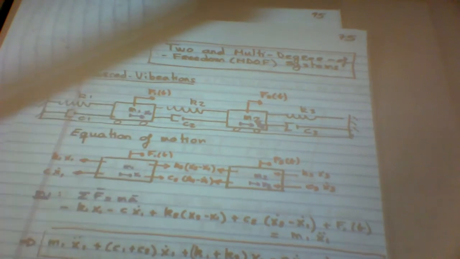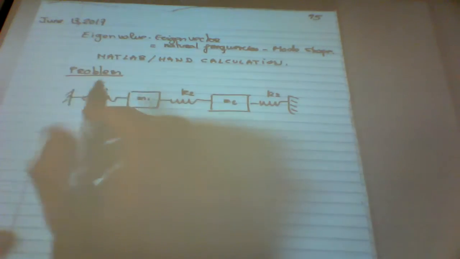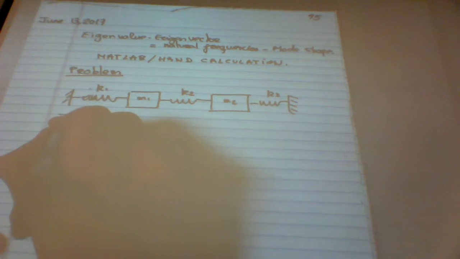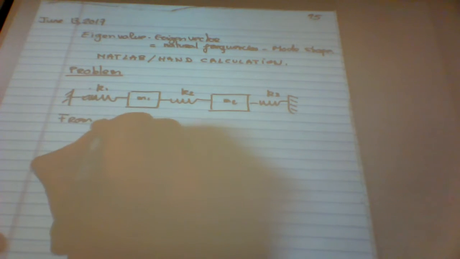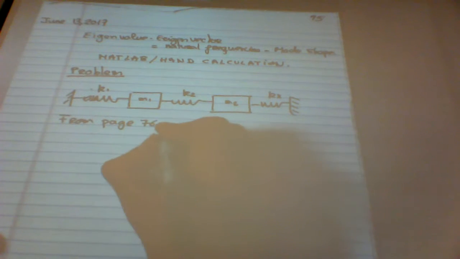So when we made it this far over here, page 75, this is the equation of motion, but we can take C1, C2, C3 equal to 0, F1, F2 equal to 0. So this is the general form of the equation. So we can write this equation over here. So let's see, the general form of the equation of motion over here. So let's say from page 76.